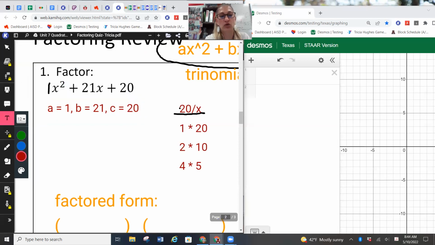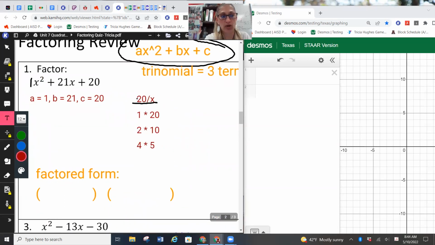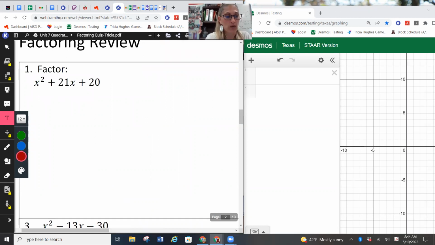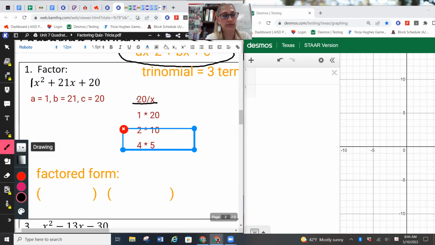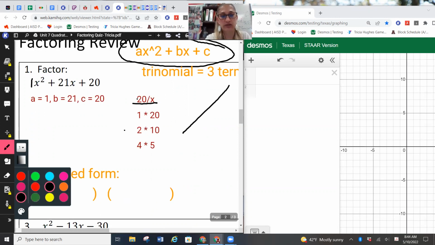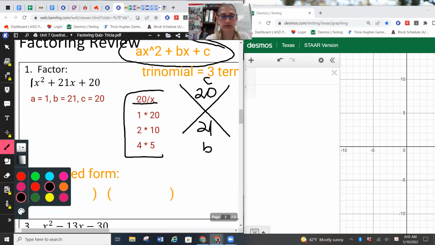Okay, so when we did these back in March, we talked about an X puzzle. So I had the class draw the letter X. At the top of the X is our C, at the bottom of the X is our B. So our B is 21, our C is 20. So how did I get all the ways to make 20 in this box?